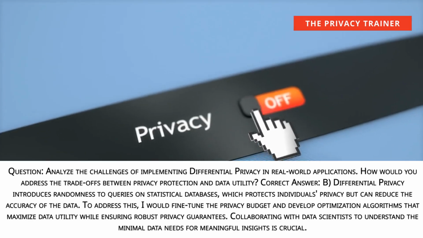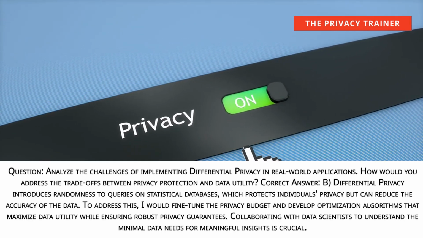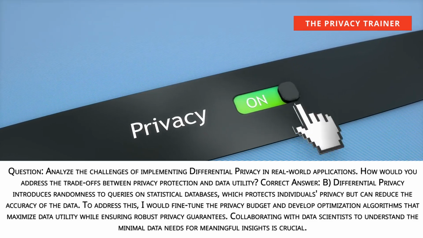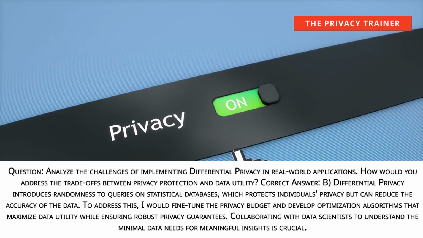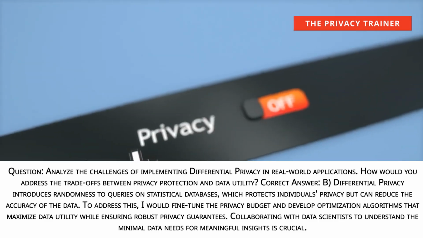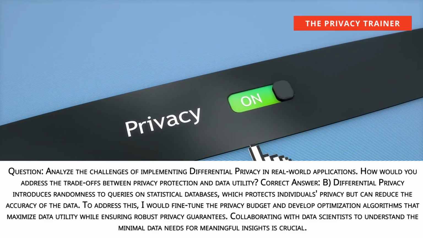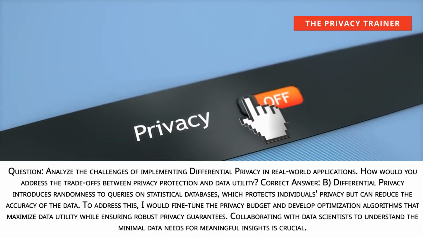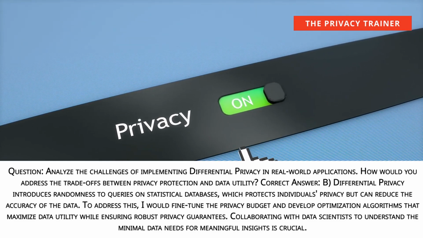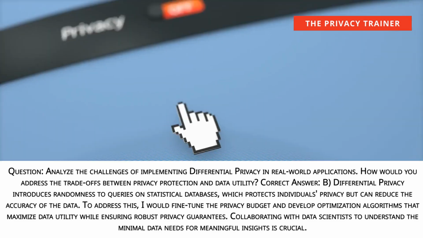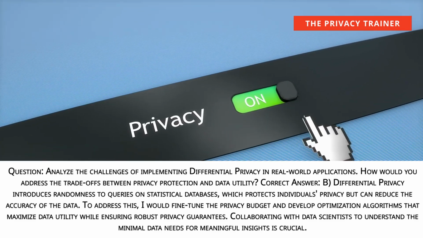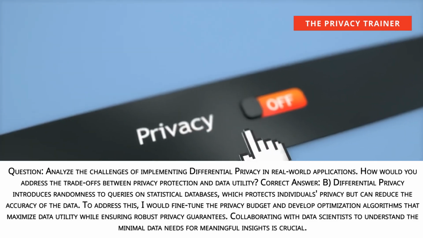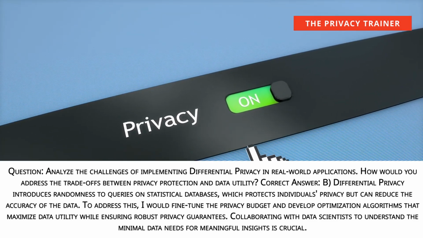Question: Analyze the challenges of implementing differential privacy in real-world applications. How would you address the trade-offs between privacy protection and data utility? Correct answer: B. Differential privacy introduces randomness to queries on statistical databases, which protects individuals' privacy but can reduce the accuracy of the data. To address this, I would fine-tune the privacy budget and develop optimization algorithms that maximize data utility while ensuring robust privacy guarantees. Collaborating with data scientists to understand the minimal data needs for meaningful insights is crucial.